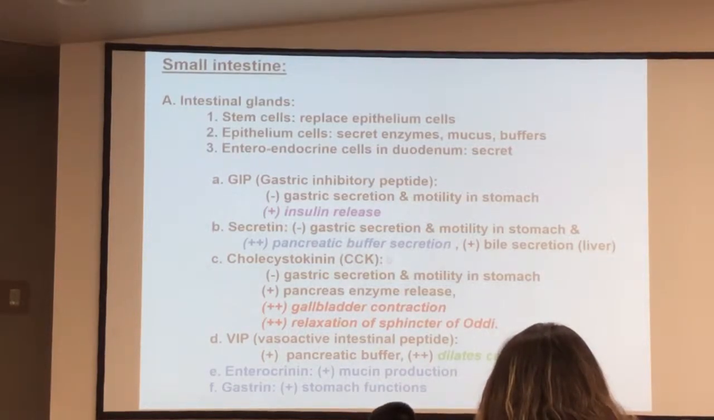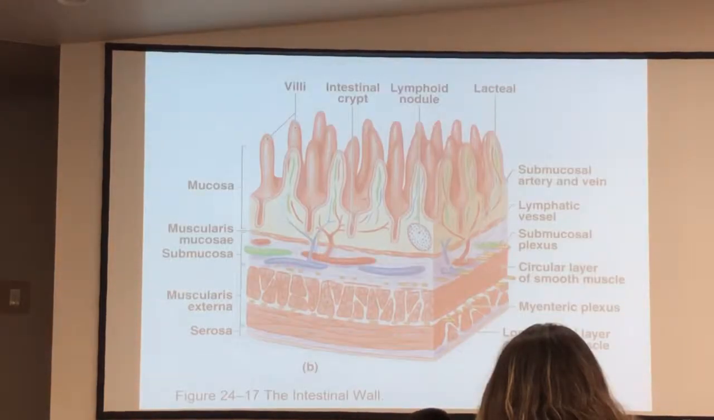CCK is very interesting. Not only does it inhibit the stomach, it also increases pancreatic enzyme release. This one is a little bit similar to secretin. It also causes gallbladder contraction, pushing out the bile, and it relaxes the sphincter of Oddi. That is one release. Now I have to jump down to this part.